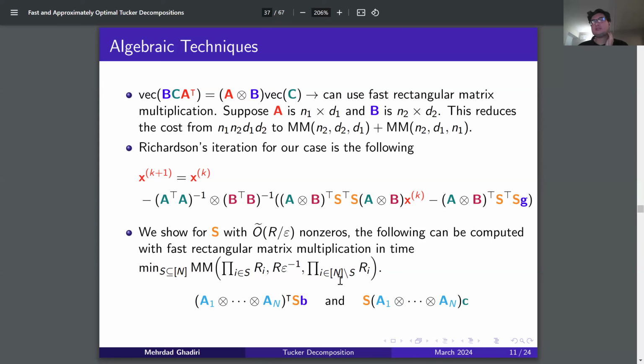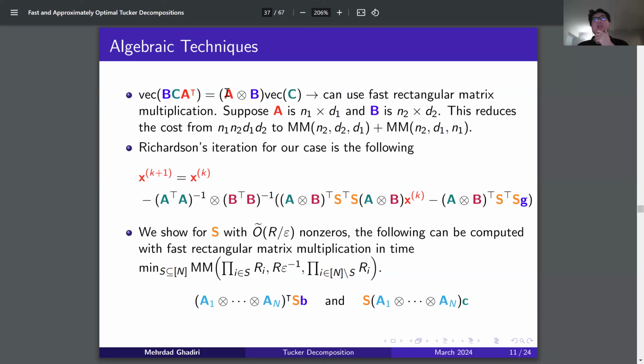Any questions here? I'm not going to explain how you do this multiplication, just what the result is. Is that clear? So how did you use that property? You use the vectorization of B C A transpose, which equals A Kronecker B times vec of C, right? So instead of the right-hand side, I'm doing the left-hand side. I see, yes.